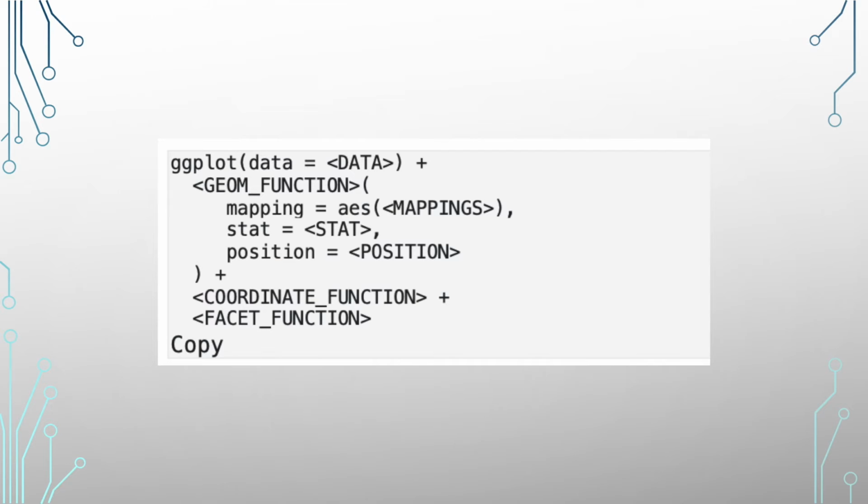The 7 parameters in the template compose the grammar of graphics, a formal system for building plots. The grammar of graphics is based on the insight that you can uniquely describe any plot as a combination of a dataset, a geom, a set of mappings, a stat, a position adjustment, a coordinate system, and a faceting scheme.